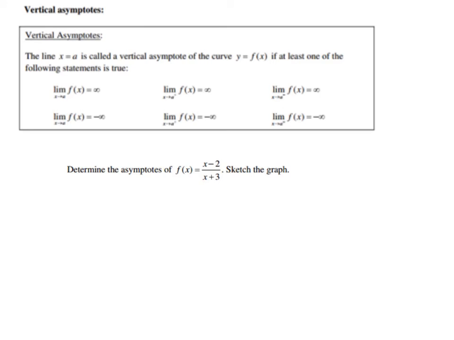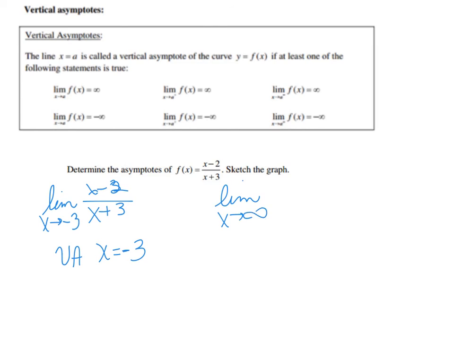So vertical asymptotes, once again, take a look here. This is a repeat of what we have done before. So determine the asymptotes of this last function and sketch the graph. All right. So the first thing we want to do is we know that the denominator equals 0 at x equals negative 3. So if we find the limit as x approaches negative 3 of this function, x minus 2 over x plus 3, we're looking at its behavior. So the vertical asymptote would be at x equals negative 3. The horizontal asymptote would be the limit as x approaches infinity, and the limit as x approaches negative infinity would determine the horizontal asymptote. So you would do this twice.